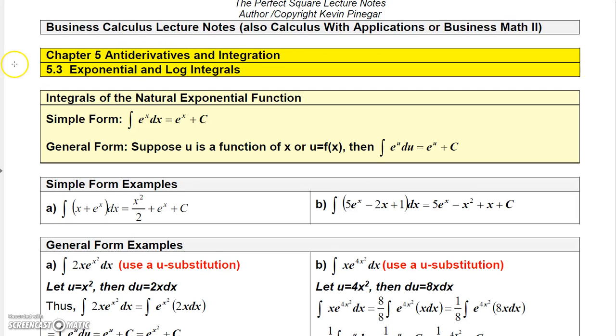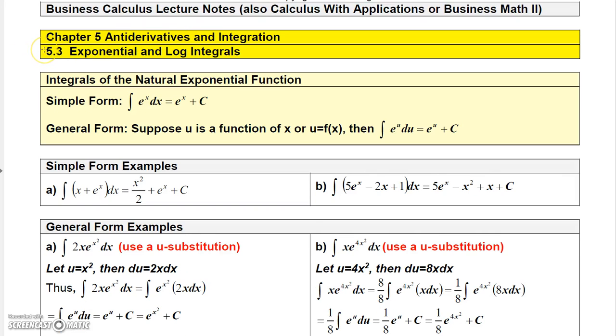Okay, so now we're going to move on to antiderivatives of exponential and log integrals. So let's start with the integrals involving the natural exponential function e to the x. Since the derivative of e to the x is just e to the x, if you integrate e to the x, you're going to get e to the x plus a constant.